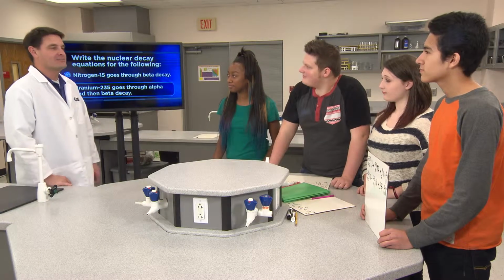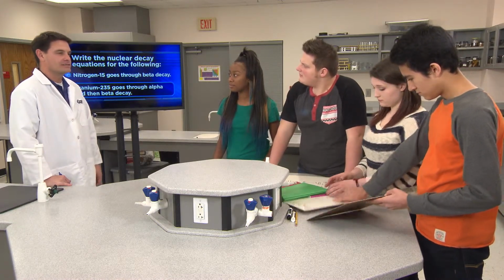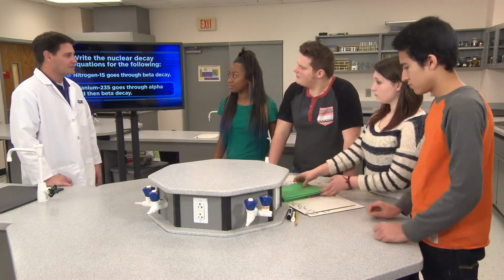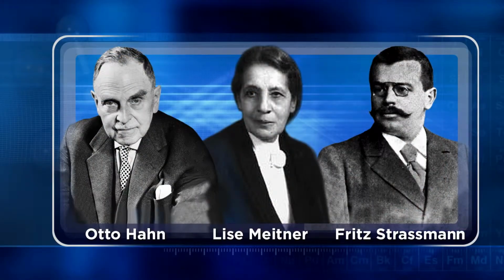You've all done a nice job balancing your nuclear decay equations. But there are sometimes circumstances in nuclear chemistry that can create unbalanced equations. By 1938, scientists had learned how to bombard uranium atoms with neutrons. Scientists Otto Hahn, Lise Meitner, and Fritz Strassmann found that uranium atoms actually broke apart to produce smaller atoms like barium. They had discovered nuclear fission.